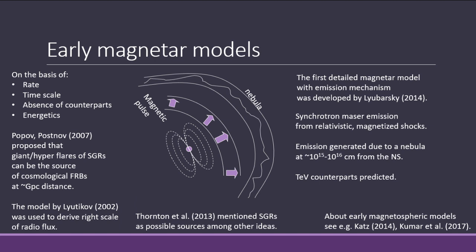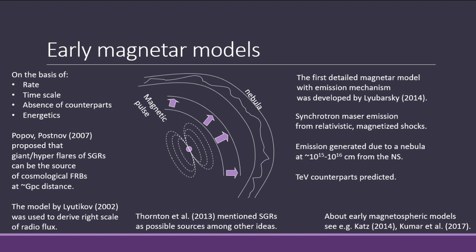Magnetars very quickly were proposed as sources of fast radio bursts. Actually, we wrote a paper with Konstantin Postnov just a few months, or even I'd say weeks, after the paper by Dan Thornton. The reasoning was quite simple. We estimated the rate of very powerful flares of magnetars in the universe, and the rate was consistent with the rate of fast radio bursts. The time scale of these giant flares or hyperflares of magnetars is also consistent, because the rising front of the flare has typical time scale of several milliseconds.